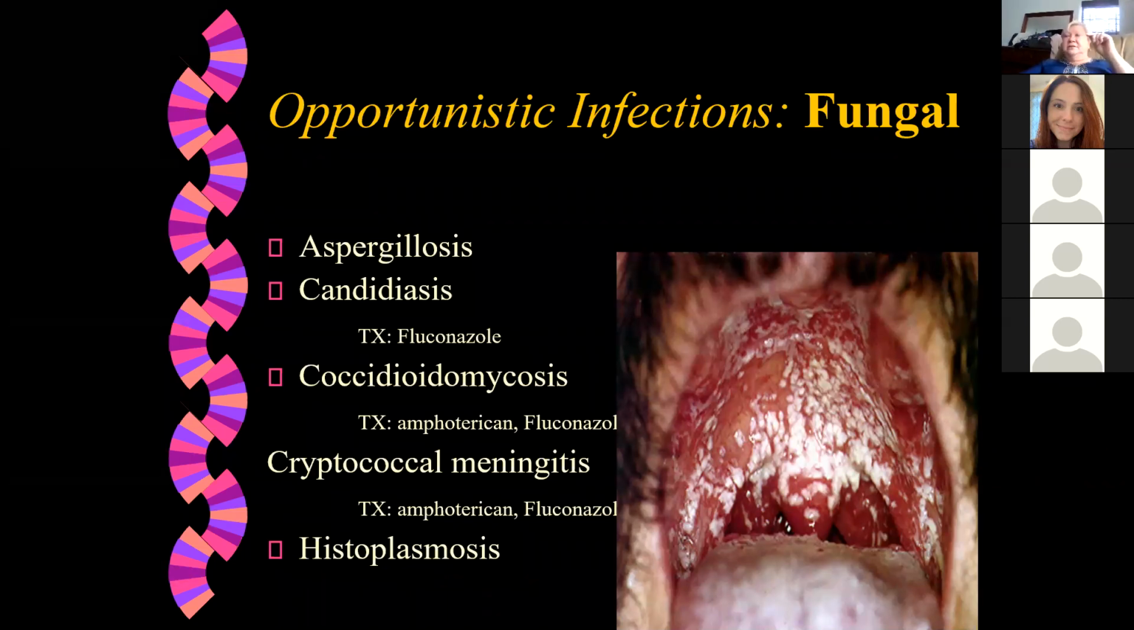Aspergillus, I think it's Aspergillus, I might be pronouncing that wrong, is another one. So if they develop a fungal infection, a yeast infection in their vagina, and they're HIV positive, they now have AIDS. They have the opportunistic infection of AIDS.